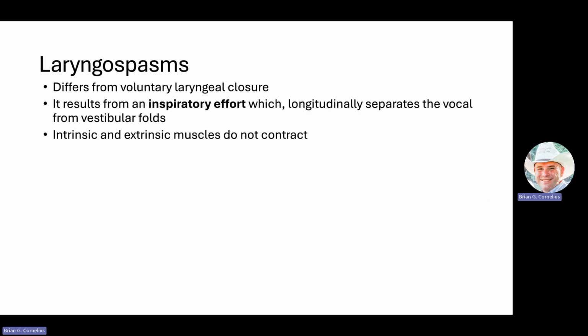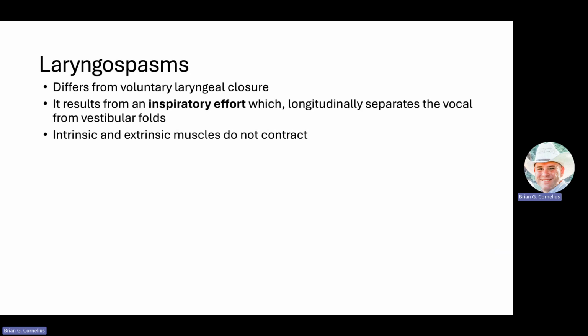Laryngospasms are a little bit different from voluntary glottic closure. So if you think about it, when you're drinking, your glottis voluntarily closes. When you laryngospasm, you're taking a breath in without any sort of muscle contraction, which closes that larynx. And now you're unable to phonate, but you're also unable to exchange air. So a little bit different than voluntary.